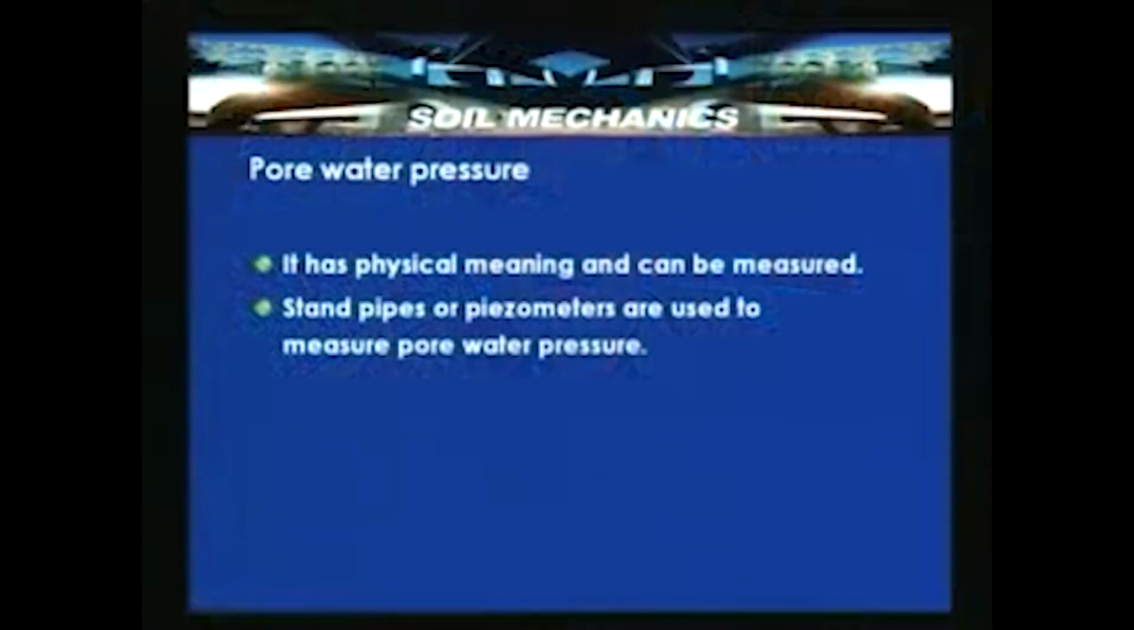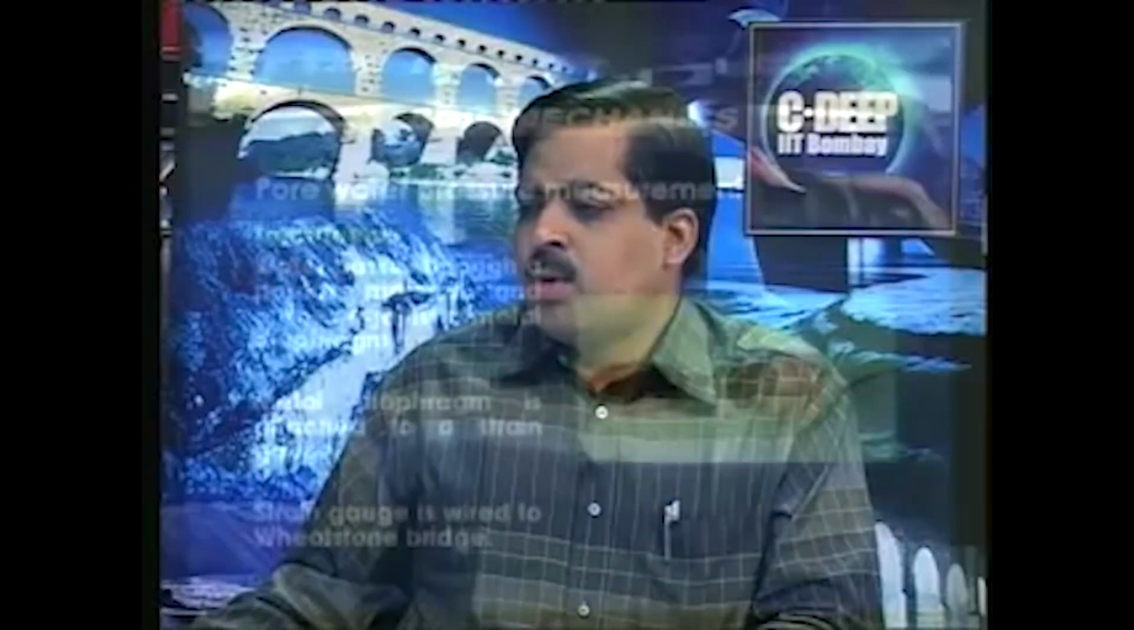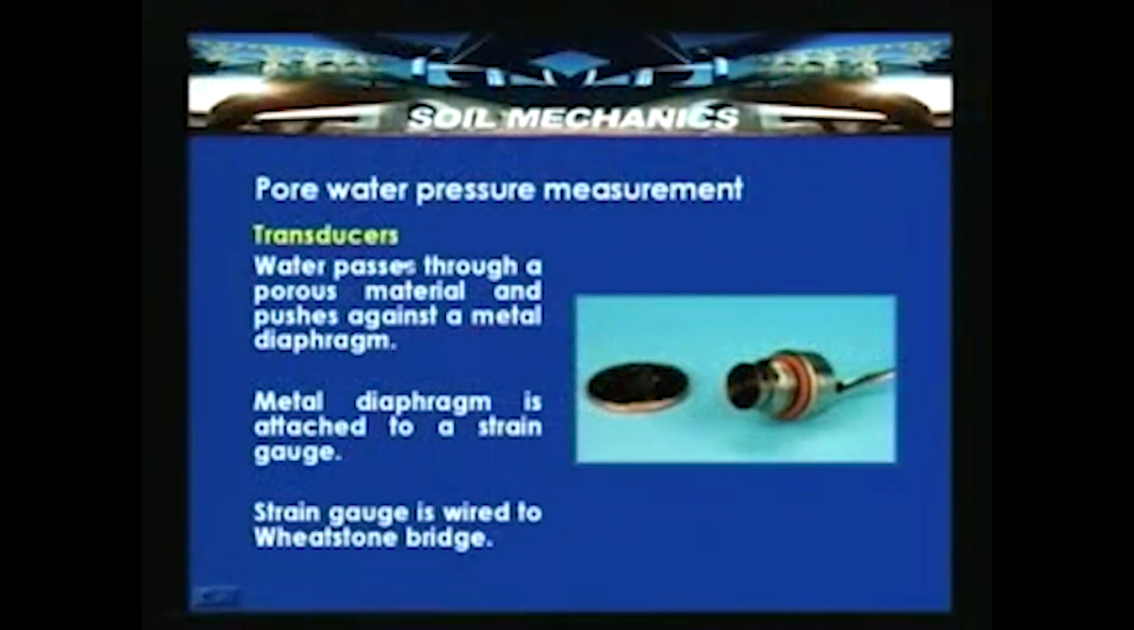So, pore water pressure has a physical meaning, and as I said here, it can be measured. It can be measured by using standpipes or piezometers, or with modern development, electronic strain gauge based transducers are also available to measure the pore water pressure. Here, typical transducers are shown to illustrate how pore water pressure can be measured in the soil mass.